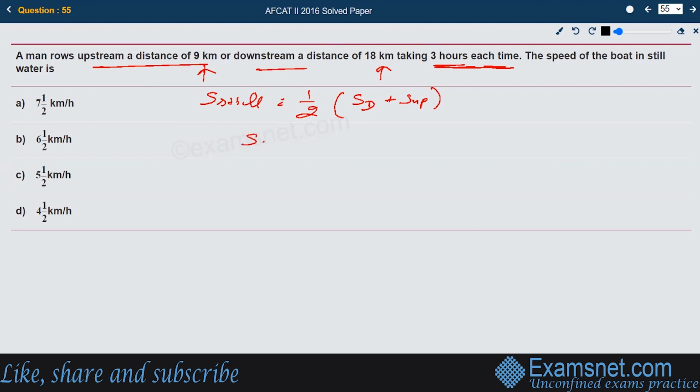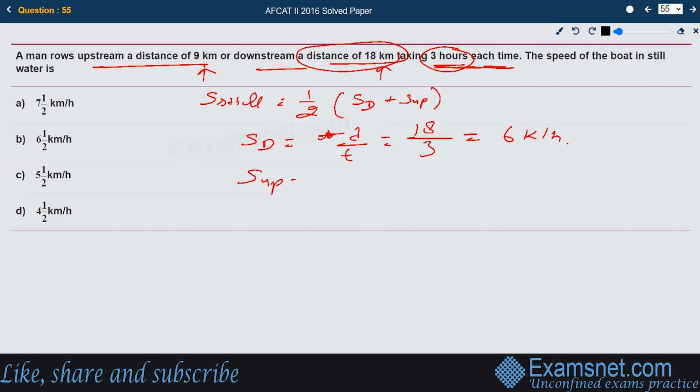For this, we are supposed to find out the downstream speed. That downstream speed is going to be, speed is always distance over time. How much has he traveled downstream? Distance 18 kilometers. Okay, downstream distance is 18 kilometers, so we'll take 18. Time is 3 hours for both, so we'll take 3. So it becomes 6 kilometers per hour. That is the downstream speed.